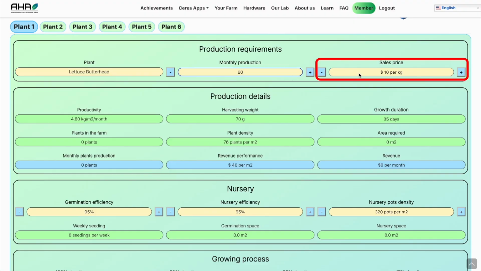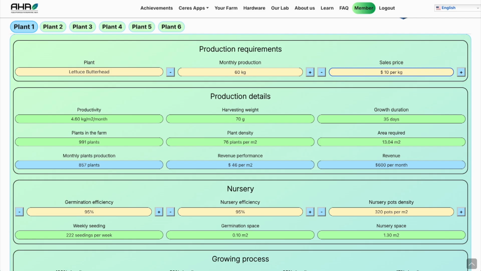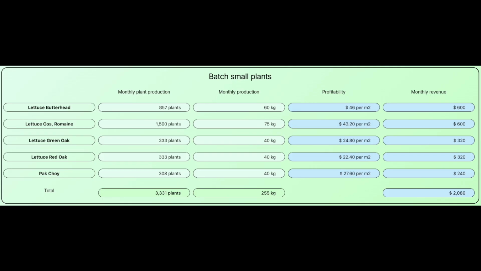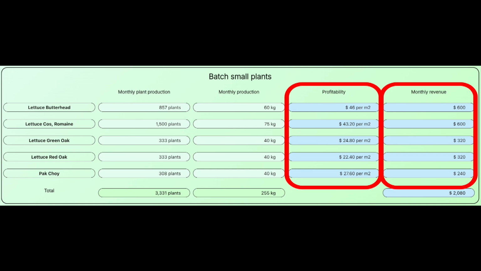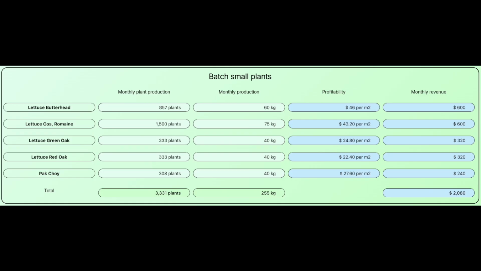We enter the sales price, or the estimated cost price if we build an in-house farm for a restaurant. Ceres will provide us with an overall financial summary and a productivity comparison per area unit, square meter, or square foot. So we will be able to compare productivity and revenue across all our selected vegetables and decide whether a specific vegetable is worth producing or whether it would be more profitable to allocate the space to another vegetable.